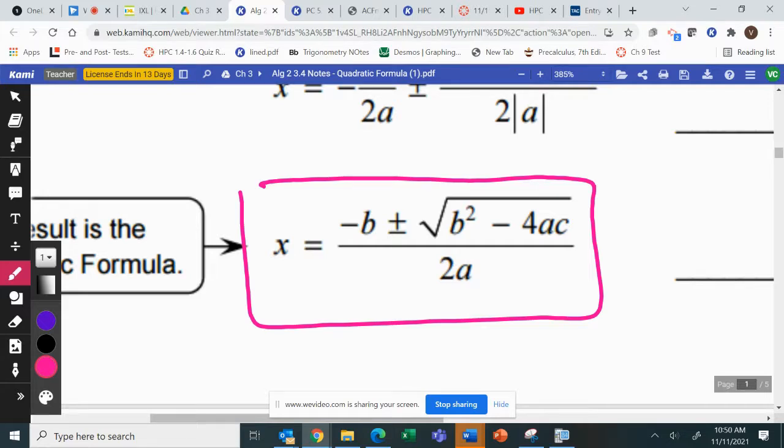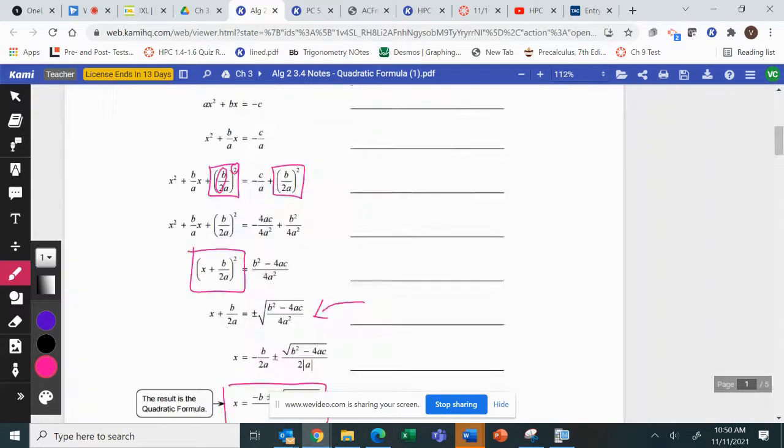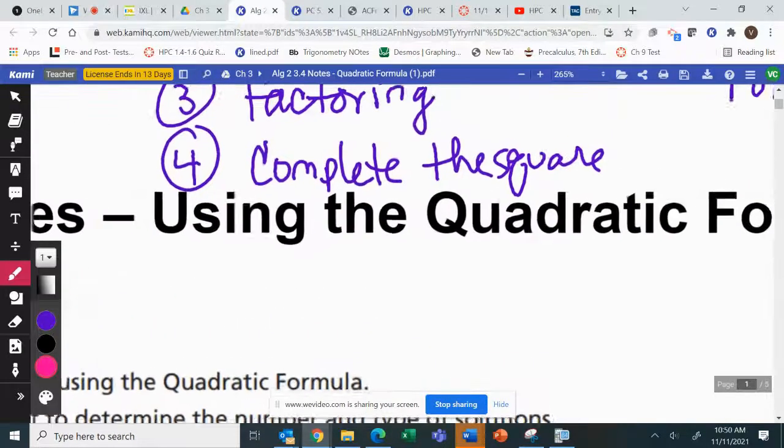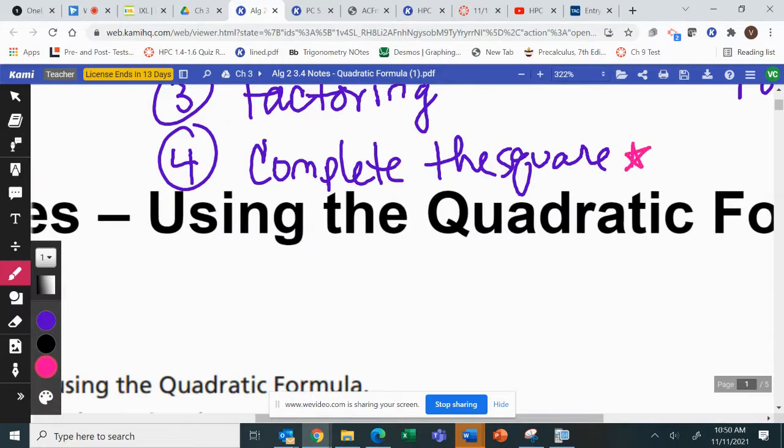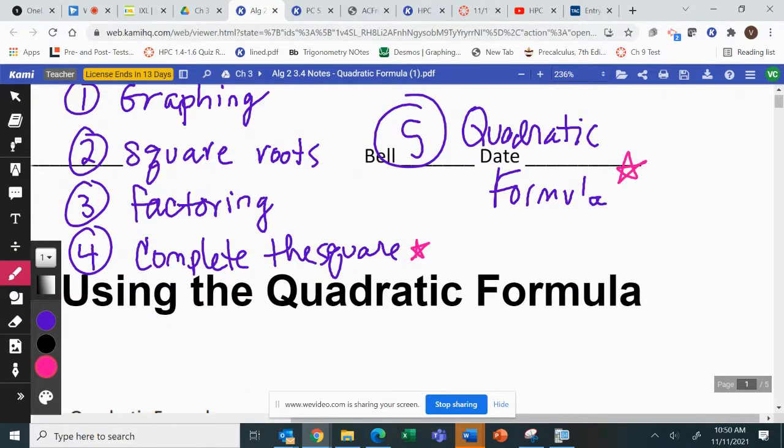Question? Isn't it the one that will work for every question? Yes, completing the square works for every single question, and I had written that on the board yesterday: complete the square works always. And because the quadratic formula is completing the square, the quadratic formula works always. Factoring only works when you can factor it. Square roots only work when we don't have that bx term. Graphing only works when the answers are nice and easy. But complete the square and the quadratic formula work always. So those are the most important ways to solve quadratic equations, to solve equations that have a square in them. Do you have a question?